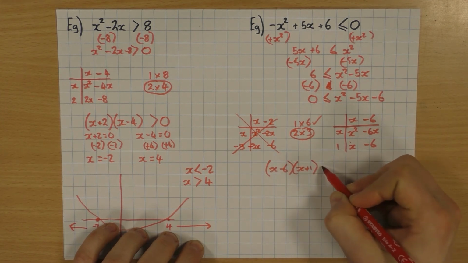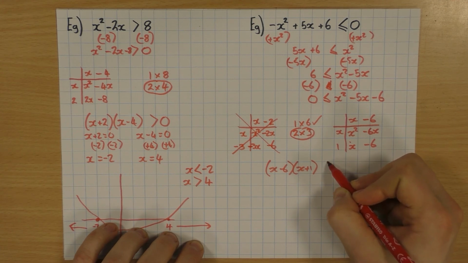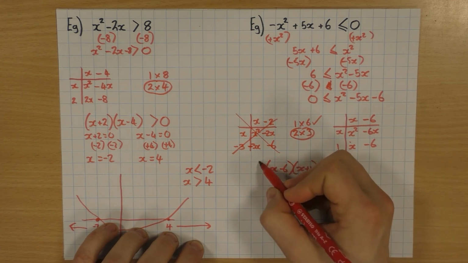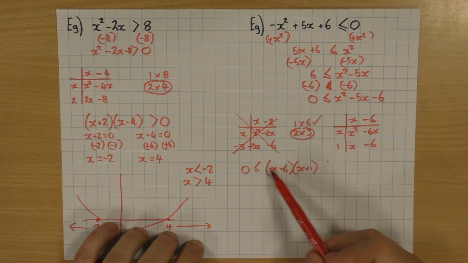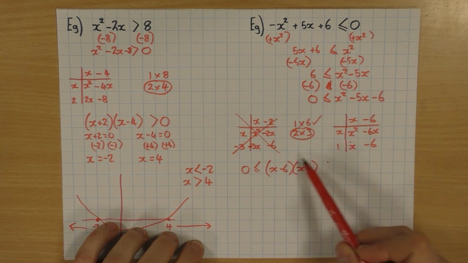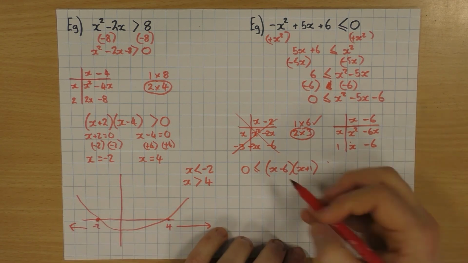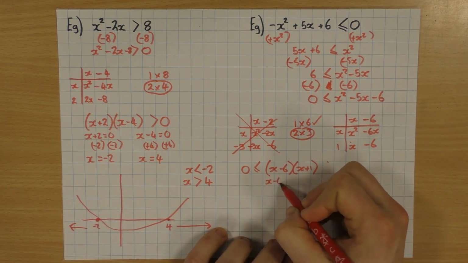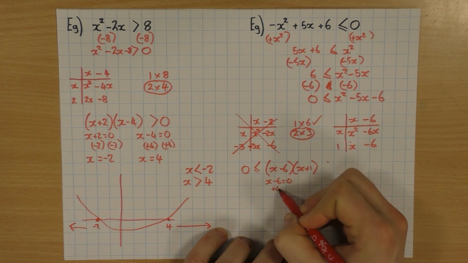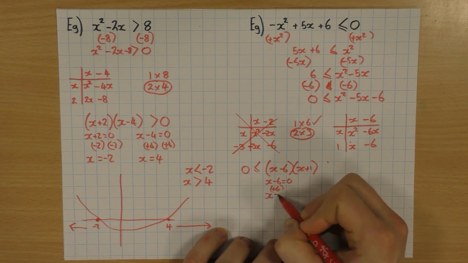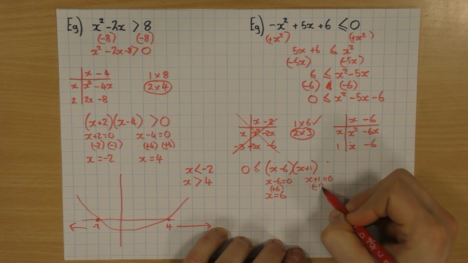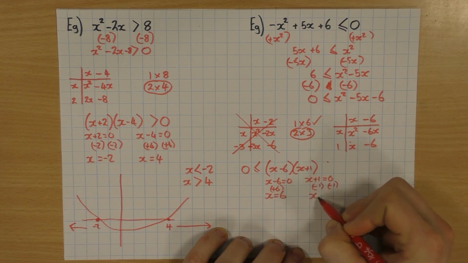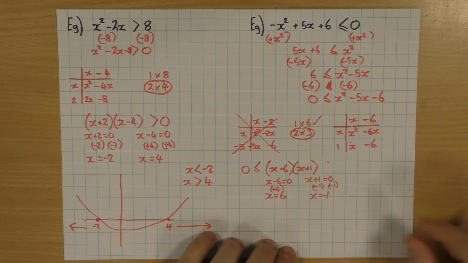I now have... nope, it's that way, isn't it? Yeah, there we go, because 0 is on there now, so this 0 is less than all of this. Okay, and then I get my solutions. So x minus 6 equals to 0, so plus 6 to both sides. x equals 6, x plus 1 equals 0, minus 1 to both sides. So x is minus 1.